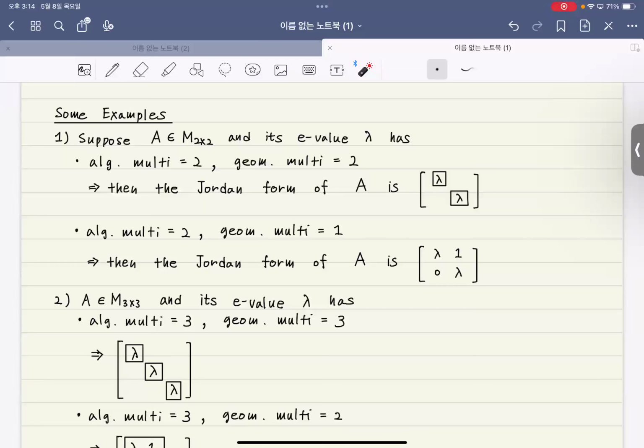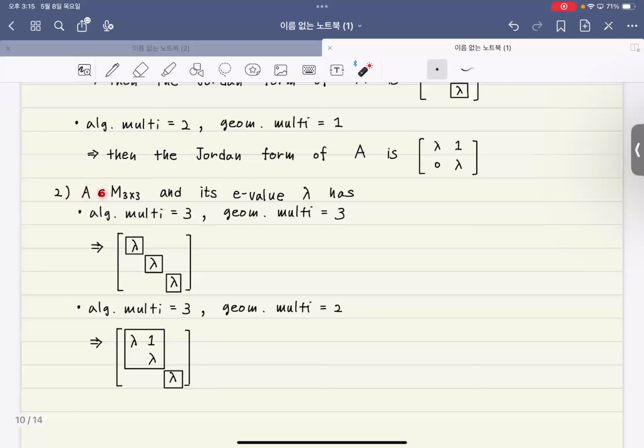The other case is the algebraic multiplicity is 2, but geometric multiplicity is just 1. Then since the geometric multiplicity equals 1, I will need the Jordan form of this matrix to be just one single Jordan block, right? Because one single Jordan block means geometric multiplicity 1. So this is the Jordan form of the matrix A.